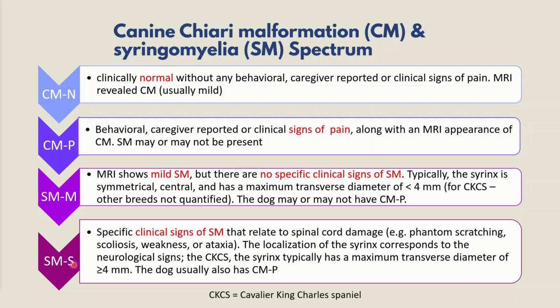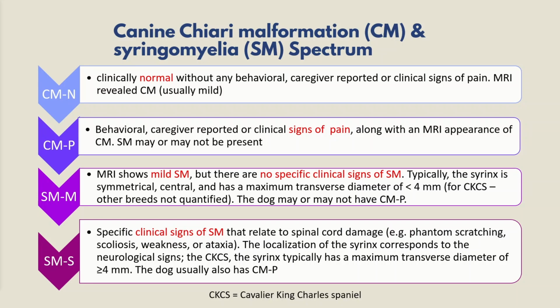Whereas Syringomyelia severe is having specific signs of Syringomyelia that relate to spinal cord damage. So these signs may be phantom scratching, scoliosis, weakness or ataxia. Now don't worry too much about the clinical signs at the moment, because we are going to go back over that. And the localization of that syrinx will correspond to those neurological signs, and it'll be a wide syrinx, typically more than 4 millimeters. And again, the dog usually has Chiari pain.